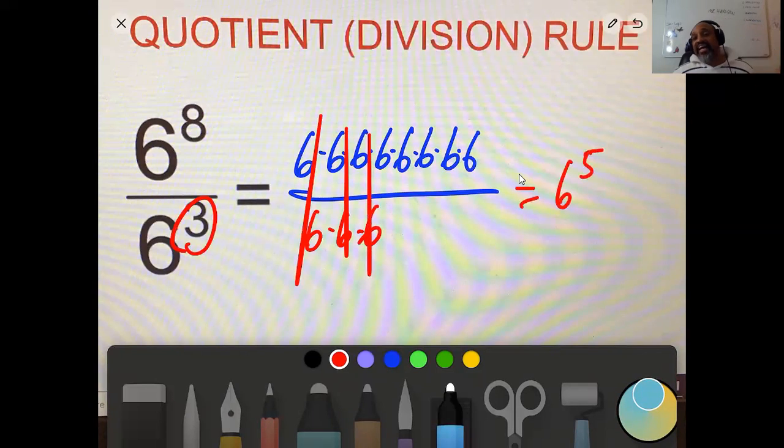5. Now, you can do that, but it's easier if you know the division rule. Basically it says whatever's on the bottom you subtract from the top. So 8 minus 3 is 5.